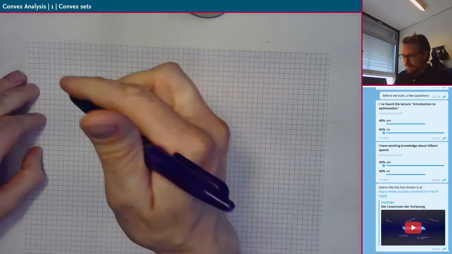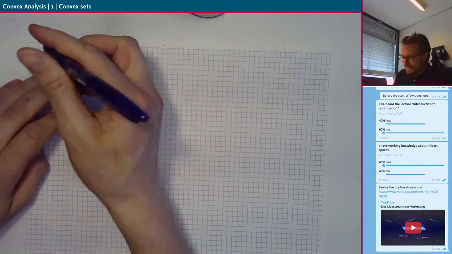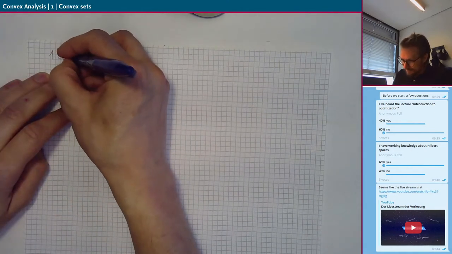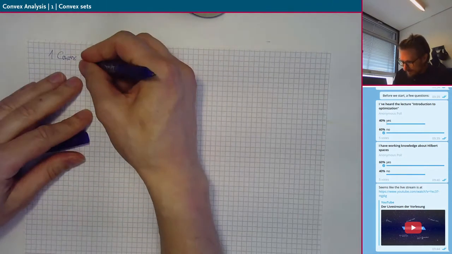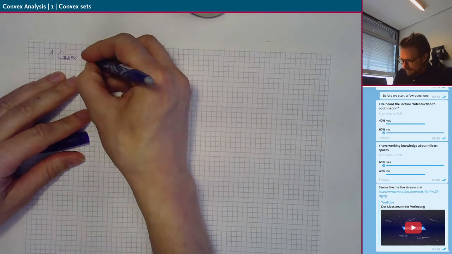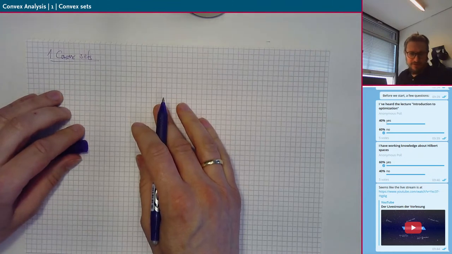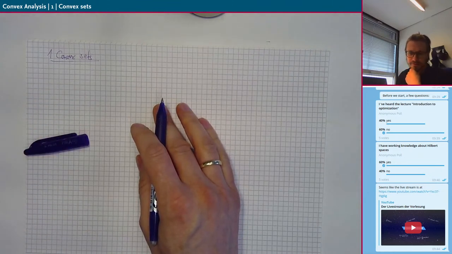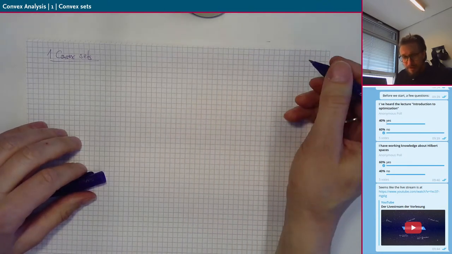Okay, so our topic today is convex sets. So this is something which you probably already know. The notion of a convex set is so basic that it's usually treated somewhere else before, in the introduction course on analysis. But if not, it's a simple notion.